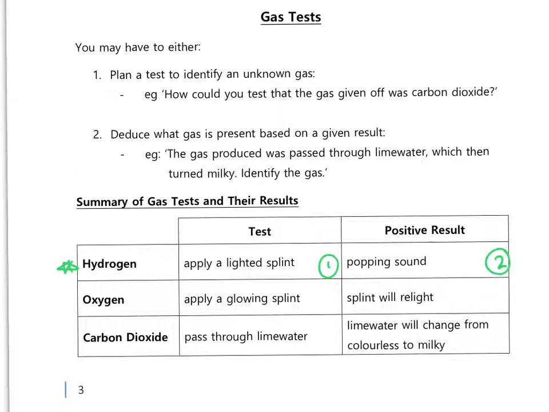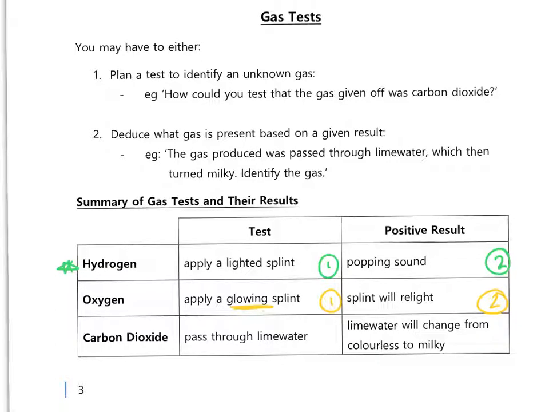Same again for oxygen. How do we test for oxygen? Well, instead of applying a lit splint, we apply a glowing splint. What we mean by that is a splint that we have lit and is burning, but then we've blown it out, but it is still glowing around the edges. And if you put that into a test tube or a gas jar of oxygen, the splint will fully relight. So again, the first mark is for saying apply a glowing splint. Second mark for saying the splint will relight.